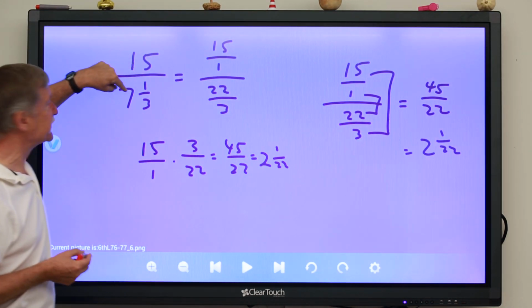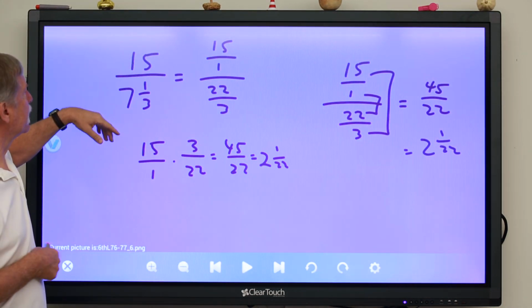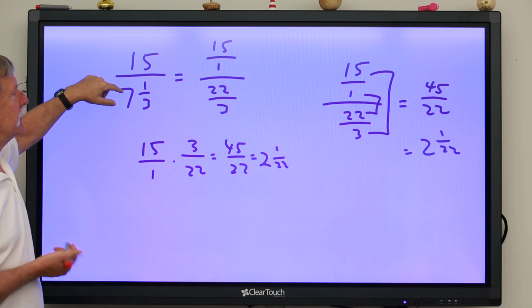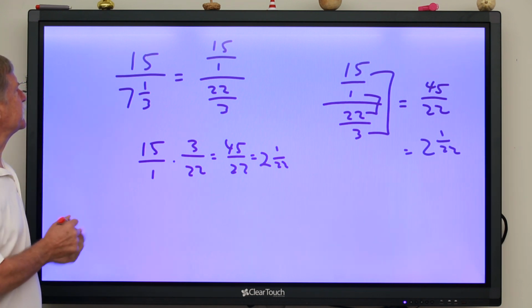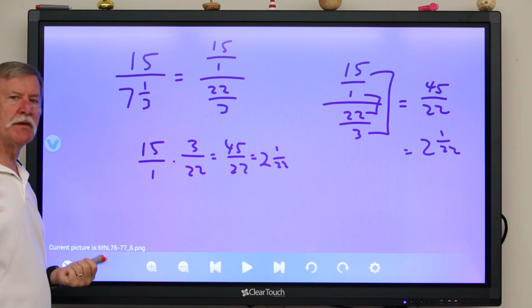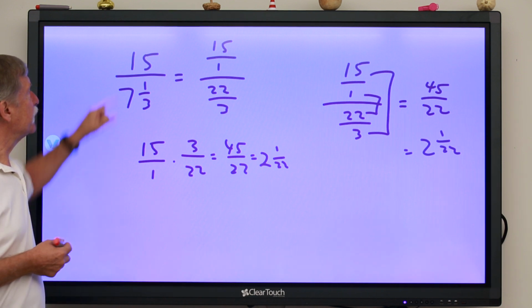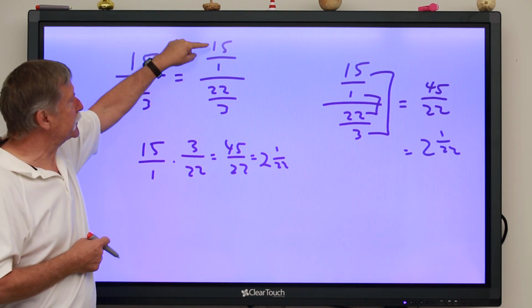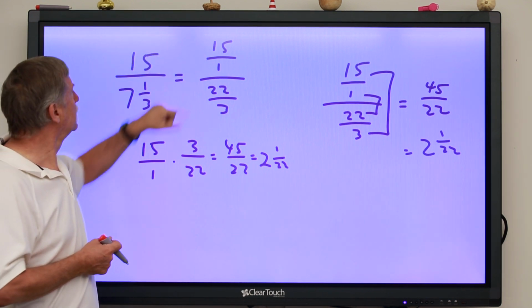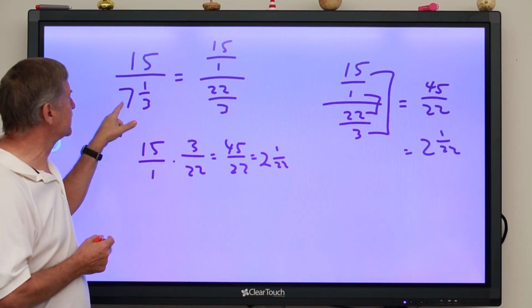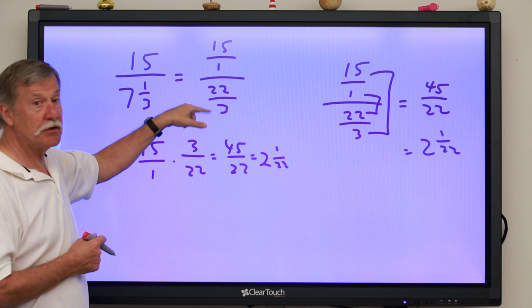We can put the mixed number on the bottom. Doesn't matter. 15 over 7 1/3. All right? Well, I mean, you can look at this and go, 15 divided by 7 is a little bit more than 2, so your answer should be a little bit more than 2. So I change 15 into an improper fraction, 15 over 1. I change 7 1/3 into an improper fraction, 3 times 7 plus 1, 22 over 3.